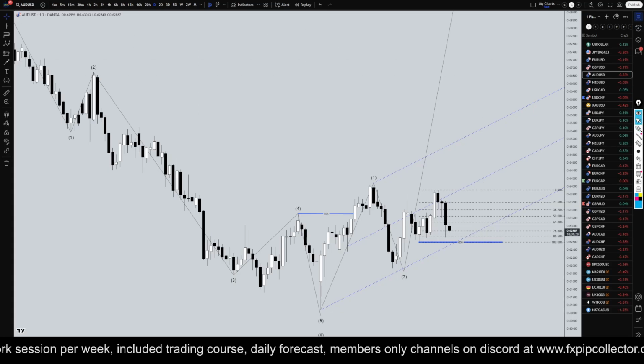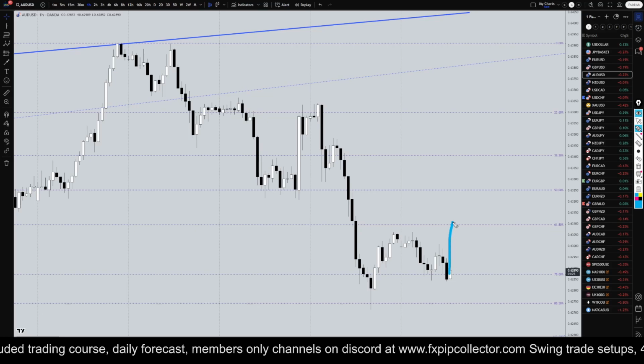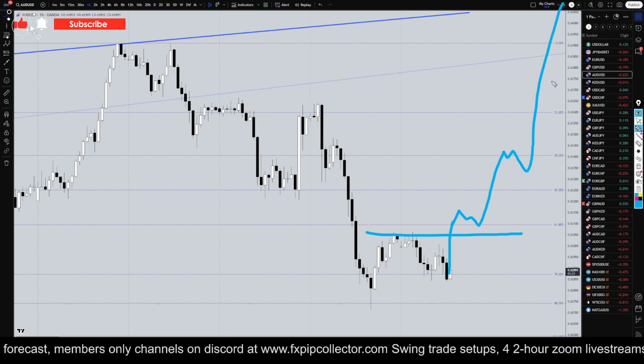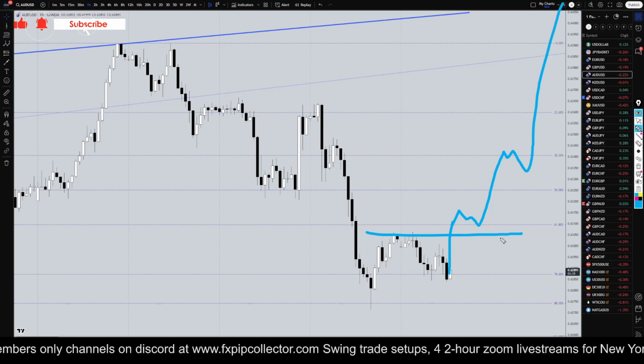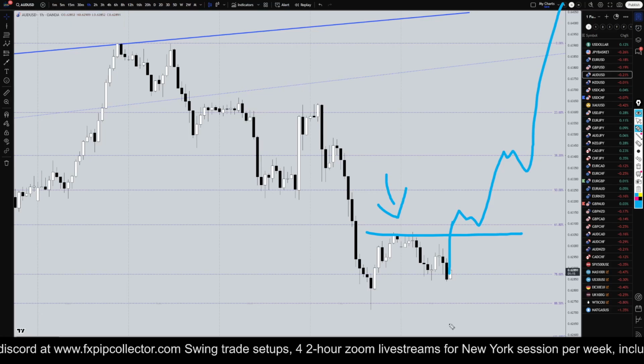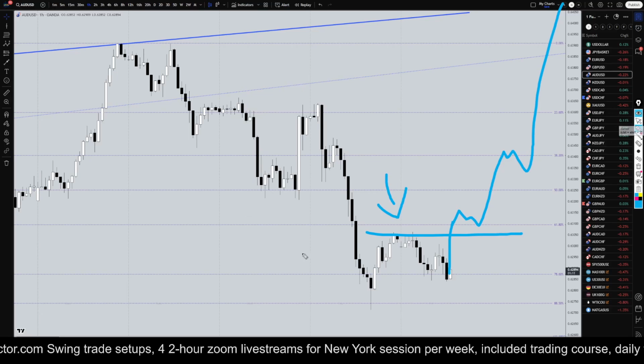So it is probably more likely that it will go down further, but if it does impulse up, break structure, and hold above structure, then it probably would just continue the uptrend from here. If you don't see this picture, then it may drift down to that lower fib level. So pay attention to your fib levels, pay attention to your structure as always.